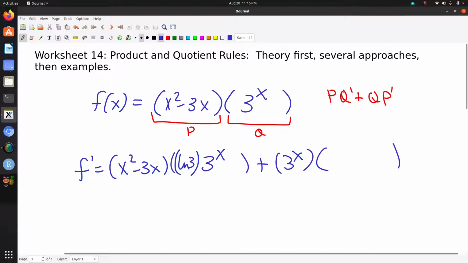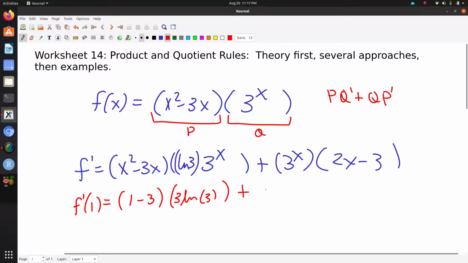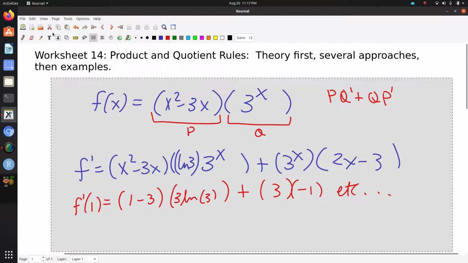Okay, now what about this other one? Well, the derivative of x squared minus 3x is just 2x minus 3. And in the case of your worksheet, I'm going to ask you to evaluate at a specific point. So let's say I might ask you f prime at 1, and then in that case you're just going to figure out what this is. 3 to the 1 is just 3, so you're going to get another 3 in here. And then 3 to the 1 is 3, and then 2 minus 3 is negative 1, etc. Okay, so just be prepared to evaluate that derivative somewhere so that you have something to key in on your worksheet.